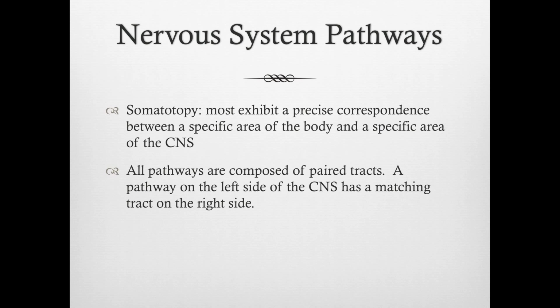Now, all pathways are paired. They must have paired tracts because you've got a right and a left side of the body, and so you must be able to control and sense both. Now, a pathway on the left side of the central nervous system has a matching tract on the right side and vice versa, again, as we'd expect.